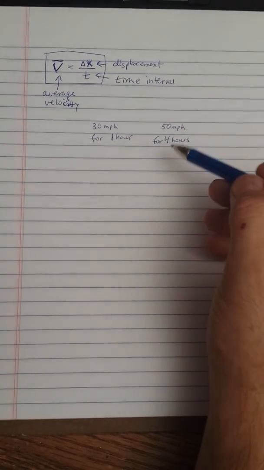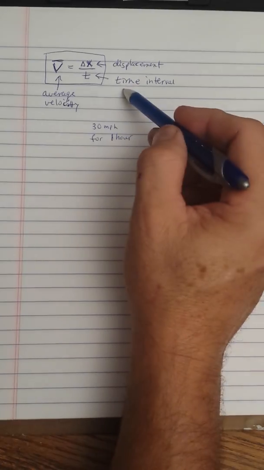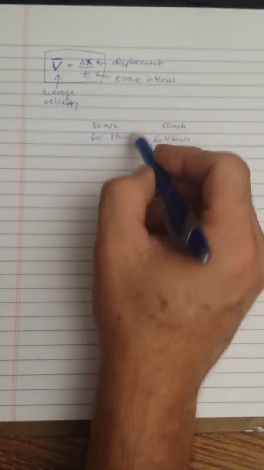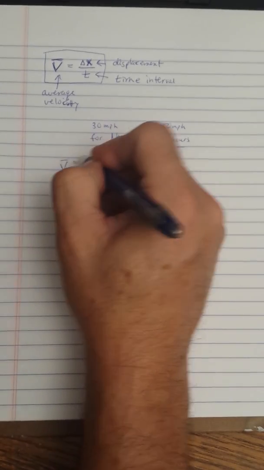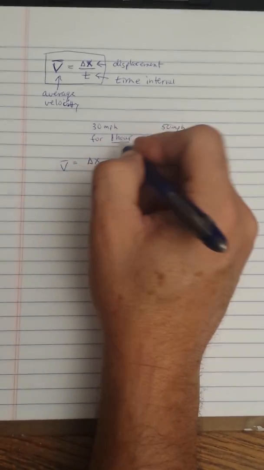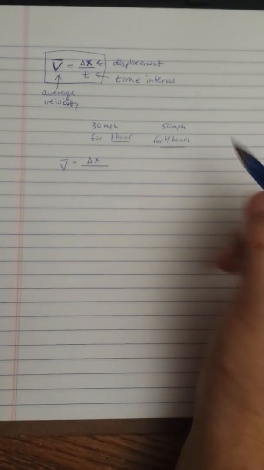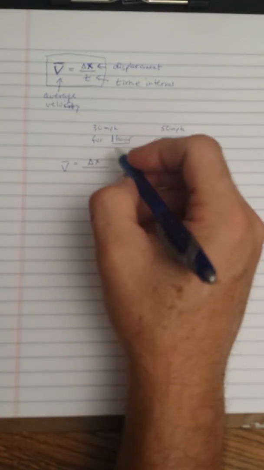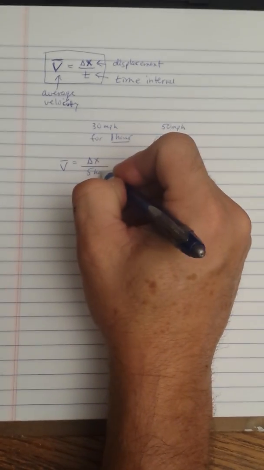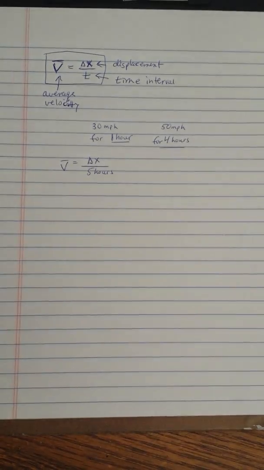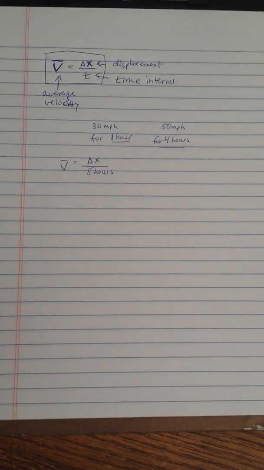But in this case, for this problem specifically, it's pretty easy to figure out the overall time interval, because here we traveled for 1 hour, here we traveled for 4 hours. So if we're trying to figure out the average velocity for this entire trip, it's going to be our displacement divided by 5 hours, because that is the total time that we were on the road. So our question is really, what is our overall displacement?